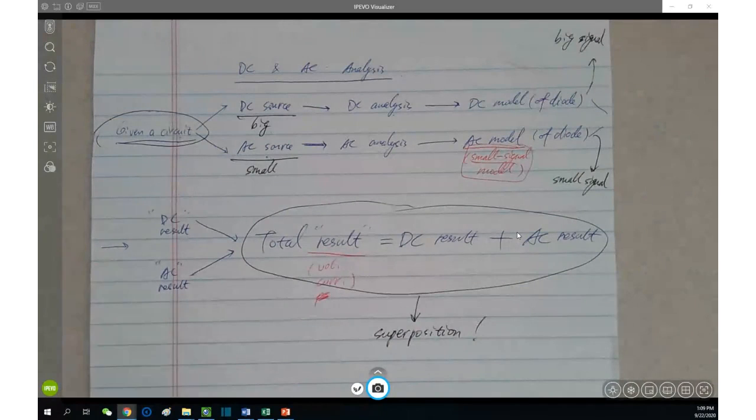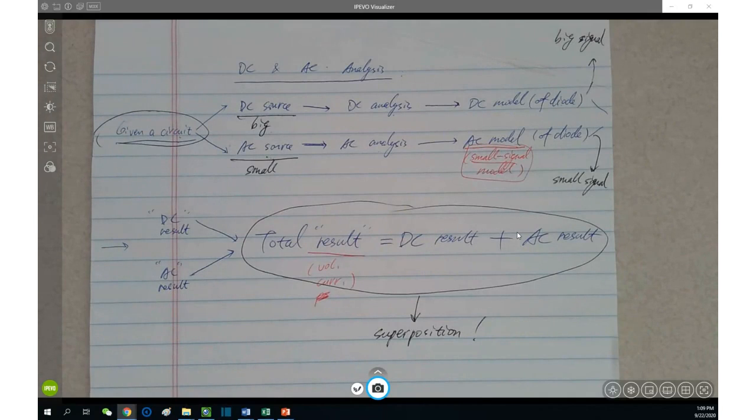This is why we keep talking about DC analysis and AC analysis through the entire class. Why? Because in diode circuits and especially transistor circuits, we're always going to have a DC supply and one AC input source. So we have both, and we have to respectively conduct DC and AC analysis.